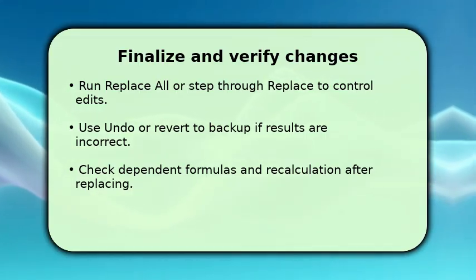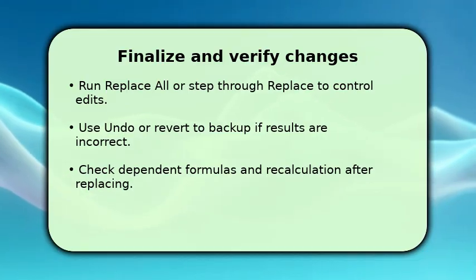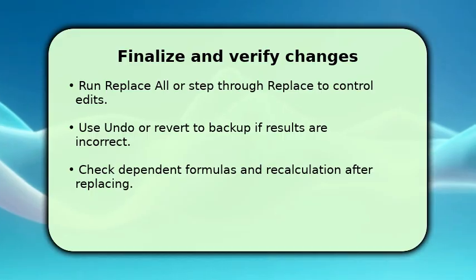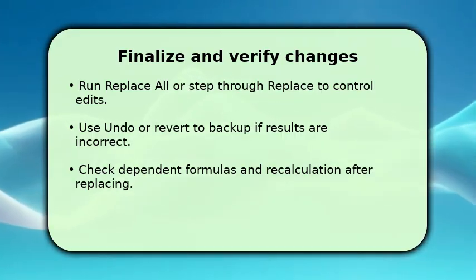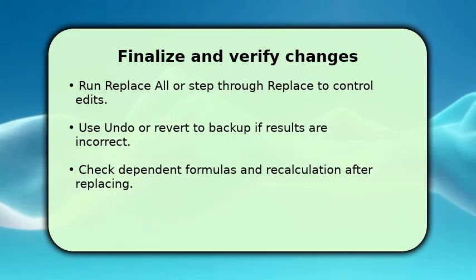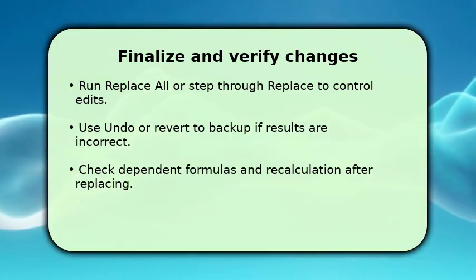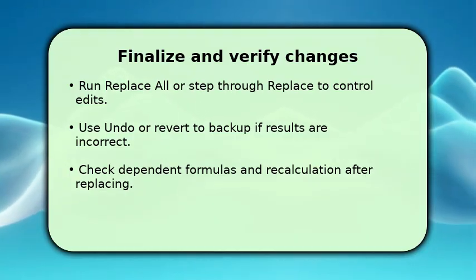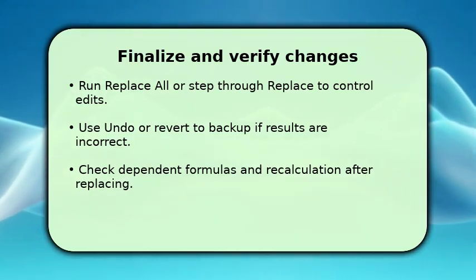After replacements, inspect several cells and dependent formulas to ensure values and references updated correctly, and force a recalculation if needed. Make sure to save a new version after verification. If things go wrong, revert immediately using Undo or restore the backup copy. That's the quickest way to recover without manual correction.